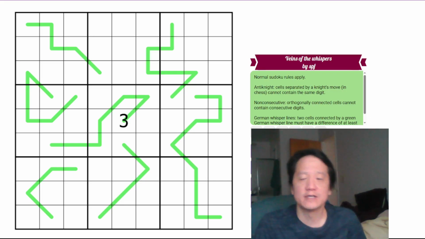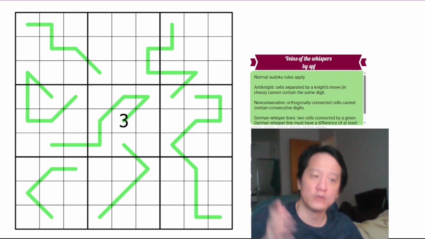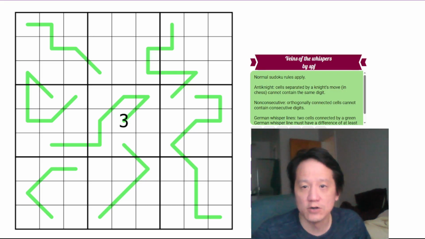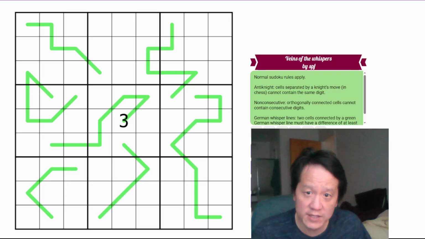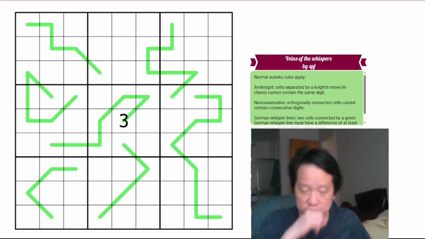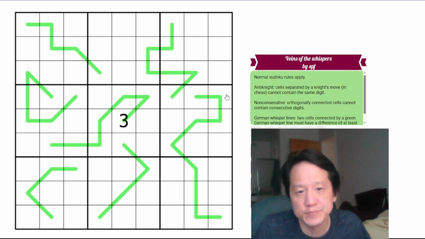and we break it down in detail so that you can learn how to Sudoku. Today's puzzle is a very easy puzzle called Veins of the Whispers by SPF. And here are the rules.